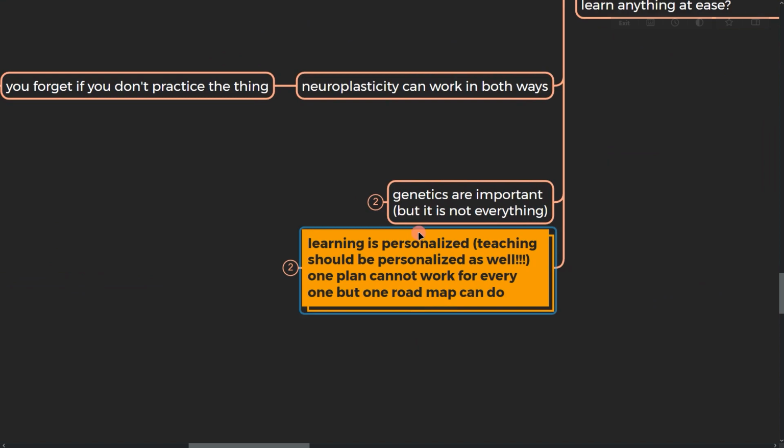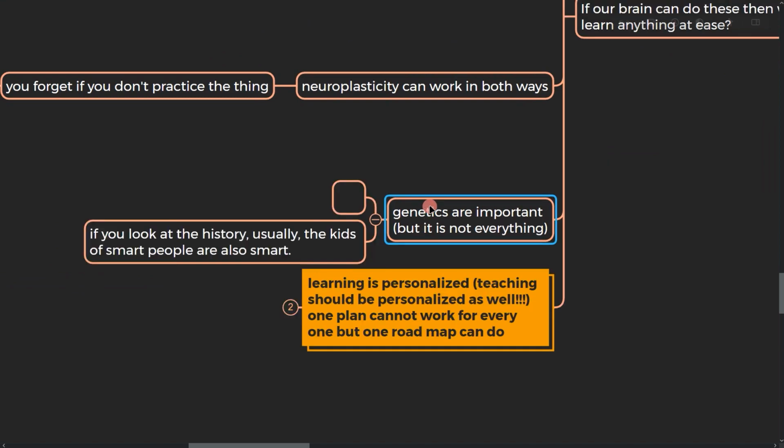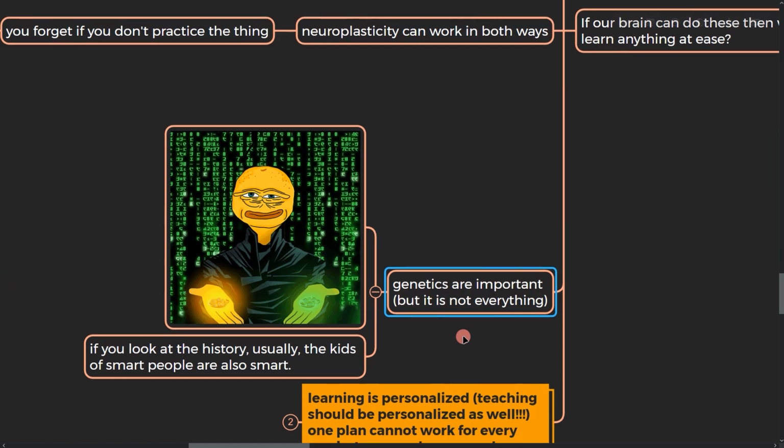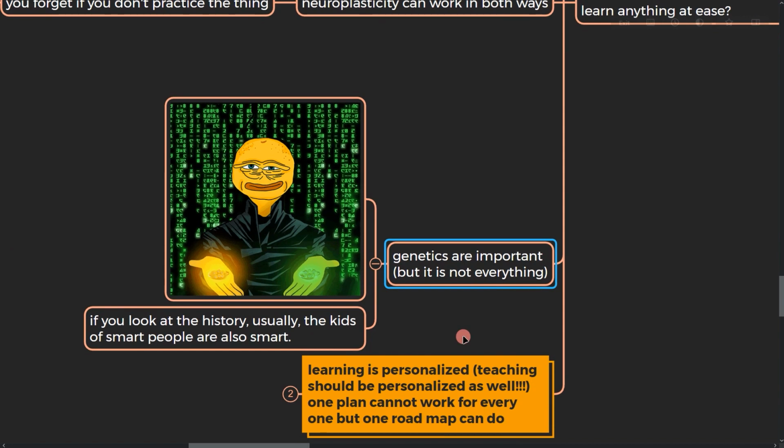All right, so the next part is genetics are important, but it's not everything, and you have to keep it in your mind. I mean, if you look at the history, usually the kids from smart people are also smart.